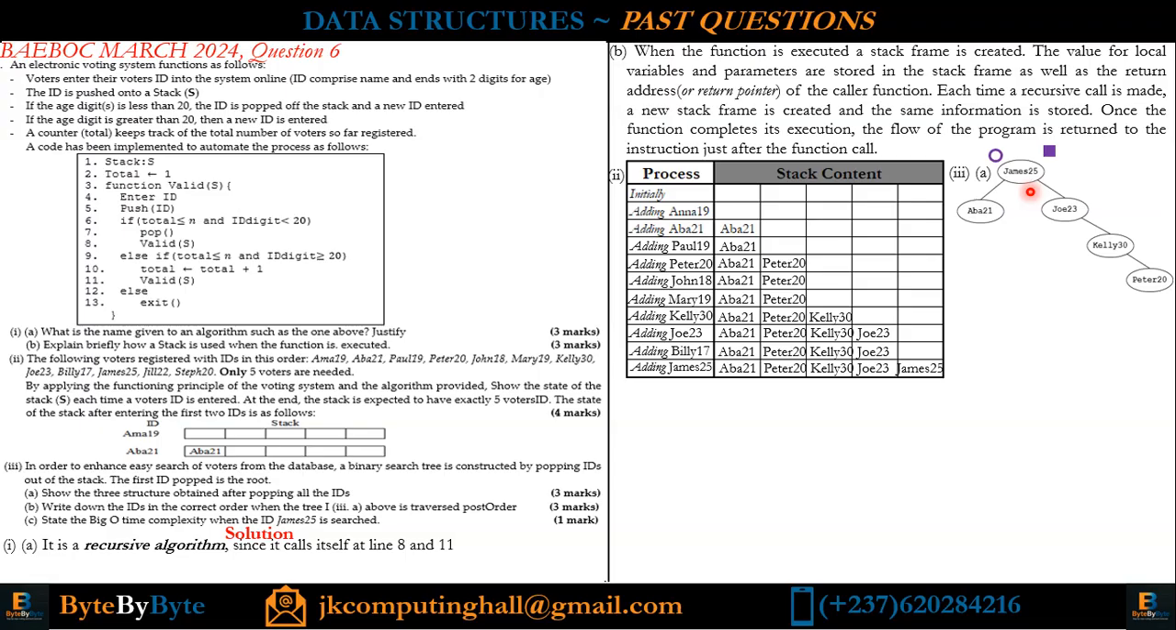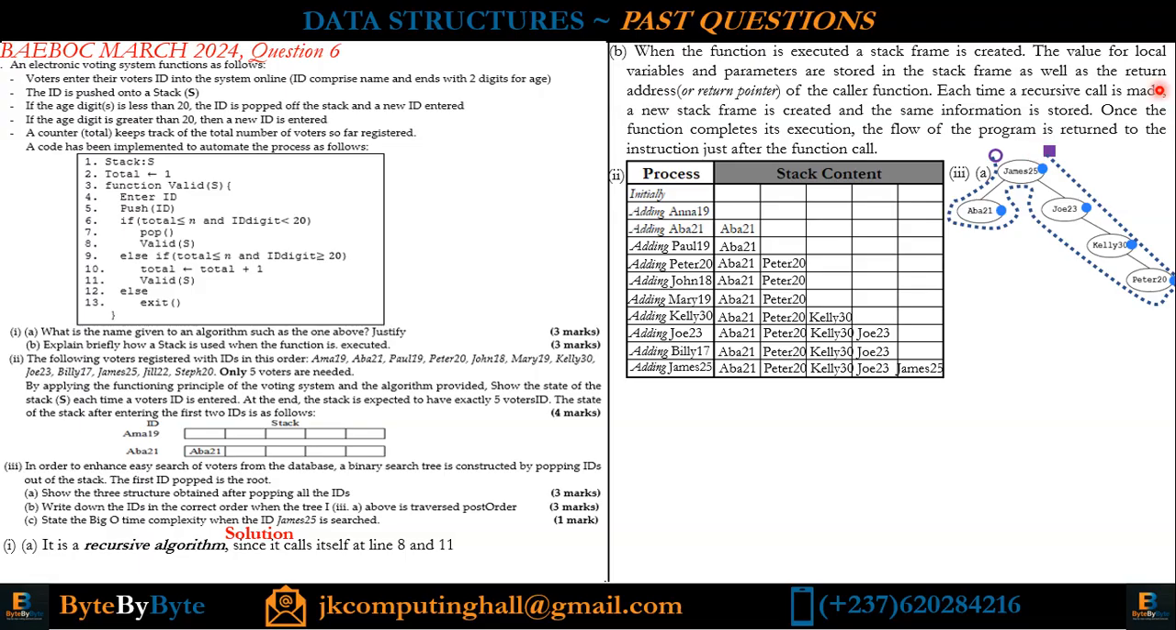So this is our binary search tree where we draw from the content of the stack by popping values. Remember that the student who started by Abba is considering the stack to follow a FIFO principle, which is wrong. The B part says, write down the IDs in the correct order when the tree in subtree A above is traversed post order. As you can see, I've already indicated the beginning and the start. Now what we have for post order, the mark is placed to the right, dear students.